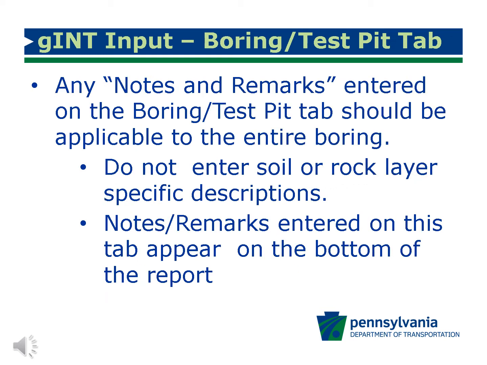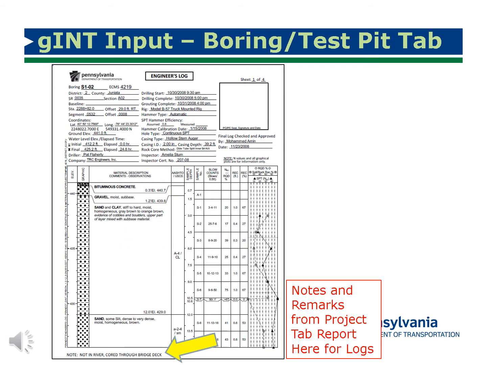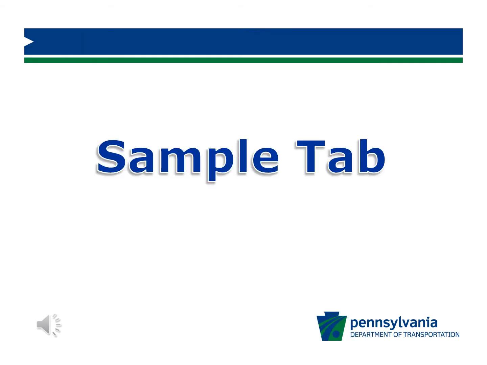If data is entered in the Notes and Remarks field on the Boring Test Pit tab, it should be applicable to the entire boring. Please do not enter soil or rock layer specific descriptions in this field. The notes and remarks entered in this field appear at the bottom of the engineer's log and structure boring log. The yellow arrow indicates the placement of the notes and remarks as entered on the Boring Test Pit tab on the engineer's log. Next, we'll cover the Sample tab.